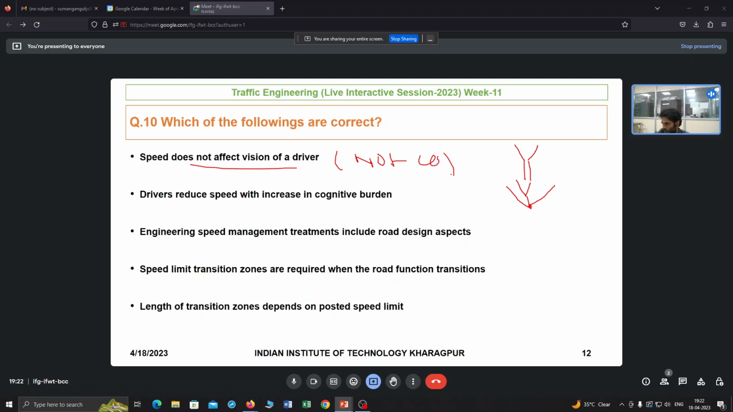Drivers reduce speed with increase in cognitive burden. So actually what happens, if a driver is driving at a greater speed, he has to focus and concentrate a lot, right? So in case of stress or if he is thinking something, then there is a chance that he will reduce his speed. So it's a kind of true statement.